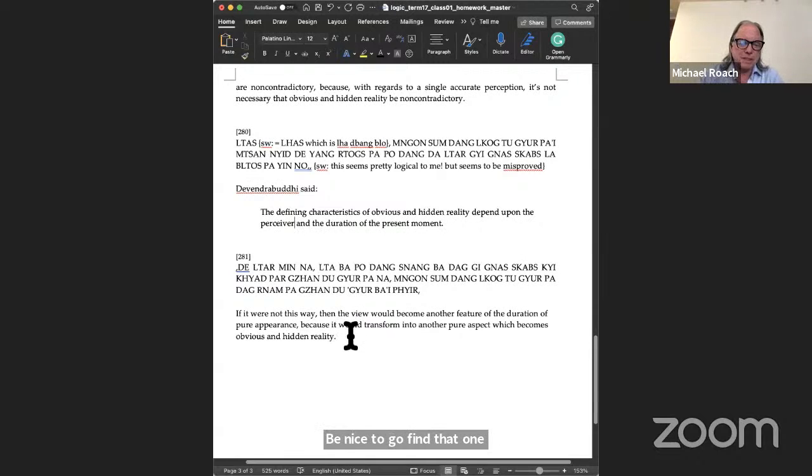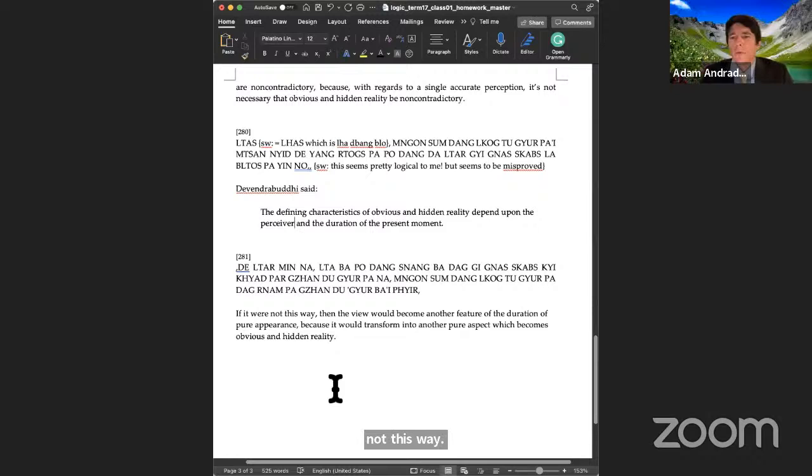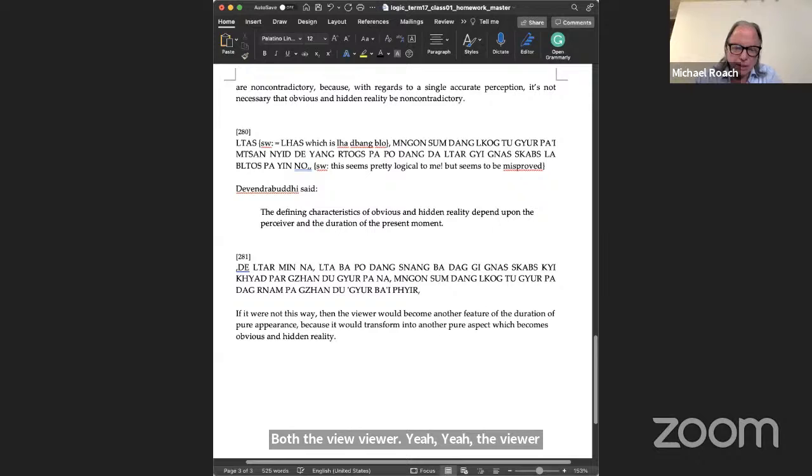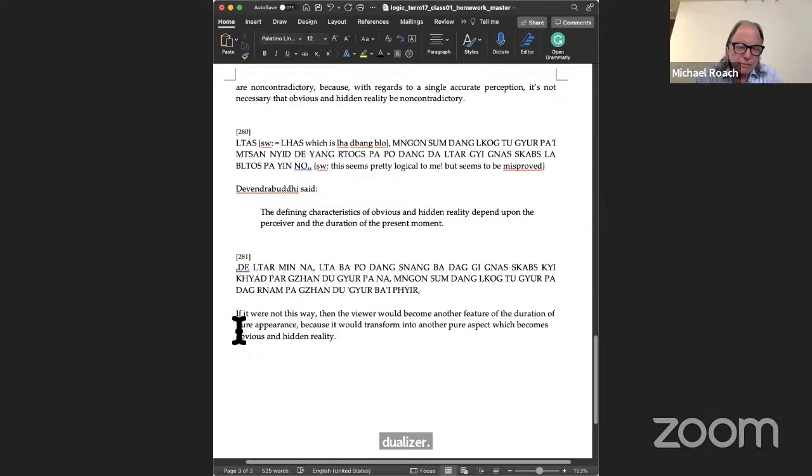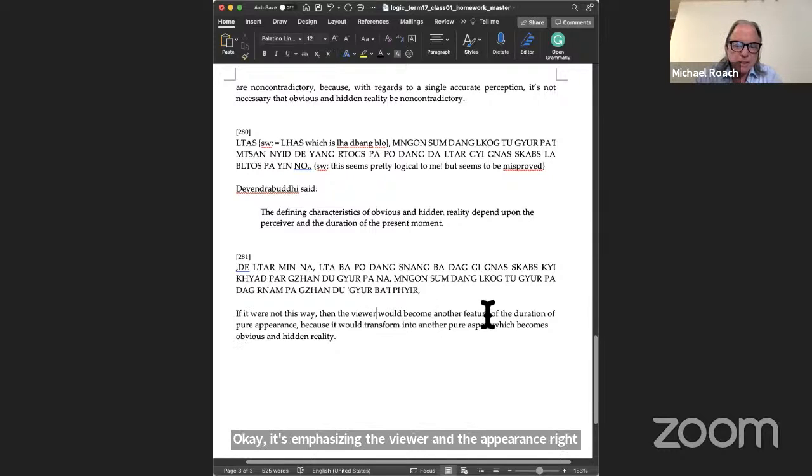I forgot my note there. I think it's wrong. Okay, let me see your translation. The viewer and the appearance of the object. Okay, and then there's the dualizer talk. That's a dualizer. Yeah, it's emphasizing the viewer and the appearance, right? It's emphasizing that there are two elements here.